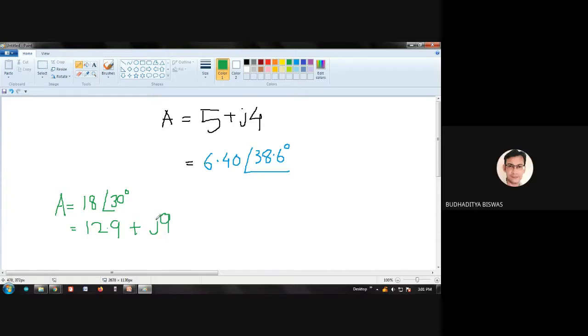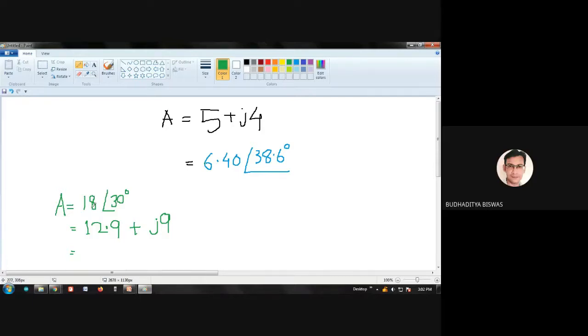Friends, is it correct? So for me, it's 15.58 plus j9. Another answer. Sir, A is equal to 18, R equal to 18, theta equal to 30 degree. 15.58.